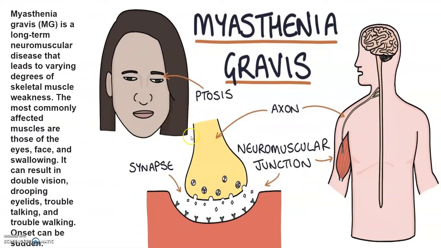It causes skeletal muscle weakness, and the most commonly affected muscles are those of the eyes, face and swallowing, and it can result in double vision, drooping eyelids, trouble talking, trouble walking, and the onset can be sudden. It's an autoimmune disorder which affects the neuromuscular junctions, and it leads to fatigue, weakening and paralysis of the skeletal muscles.